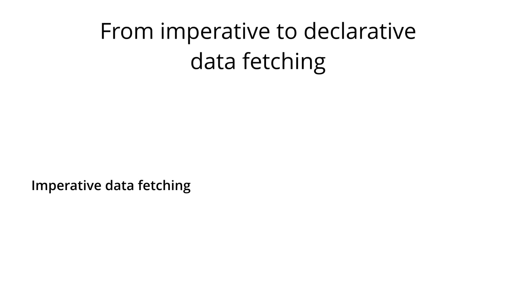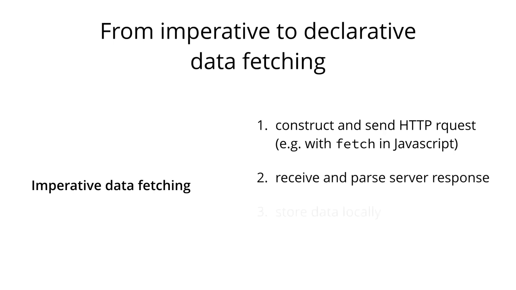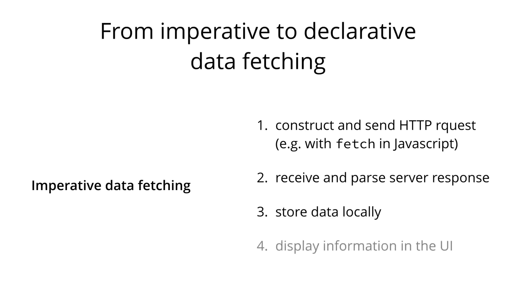Let's consider the major change that's introduced with GraphQL in going from a rather imperative data fetching approach to a purely declarative one. When fetching data from a REST API, most applications will have to go through the following steps. First, they have to construct and send the HTTP request, for example using the fetch function in JavaScript. Then they have to receive and parse the server response. The data that they parsed out of the response has to be stored locally, either simply in memory or maybe persisted. And finally, the data can be displayed in the UI.